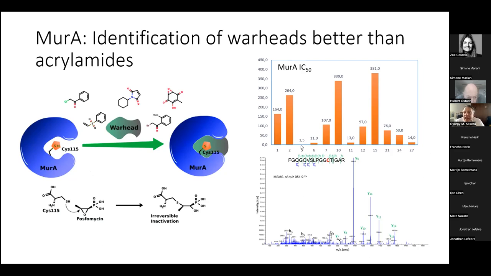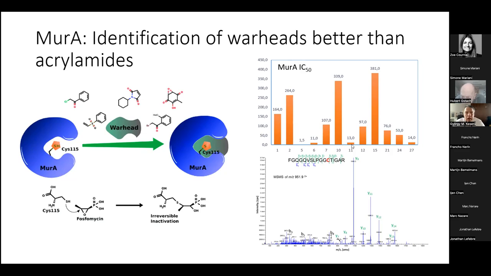However, you can see here that, for example, fragments 5, 6, 11, 21, 24, and 27 showed better IC50 as compared to the very well-known and widely used acrylamides. Unfortunately, numbers 5 and 6 are maleimides. These are pretty much promiscuous molecules, so we could not consider these warheads useful for developing novel covalent MurA inhibitors. However, the second best one is 11.